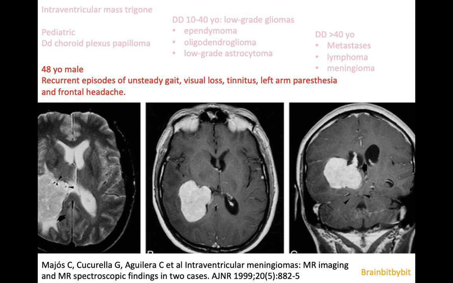This is a more typical age of presentation in a 40-year-old male presenting with unsteady gait, visual loss, tinnitus, paresthesia of his left arm and frontal headache. And he as well had an intraventricular tumor located in the trigone with homogeneous enhancement. In the top differential diagnosis in younger patients are glial tumors when you think of intraventricular masses at the level of the trigone. And in patients over 40, a meningioma is in the top 3 tumors.